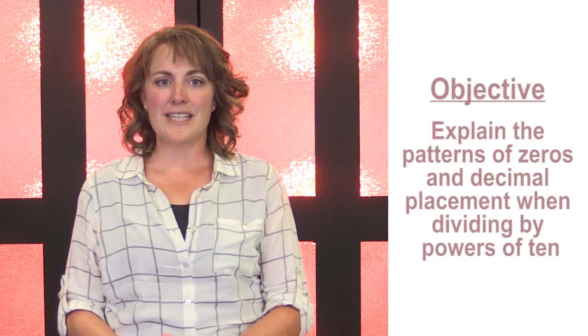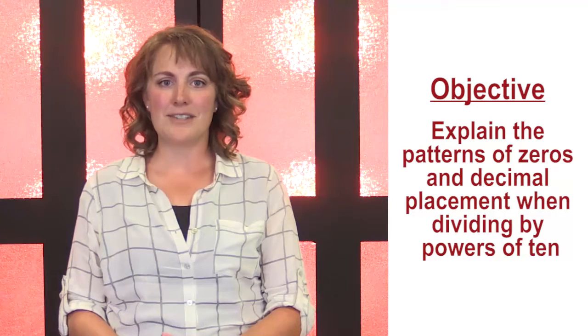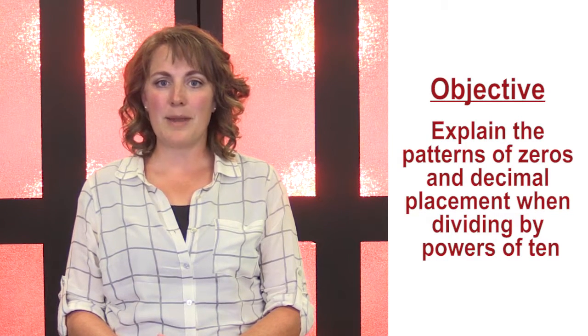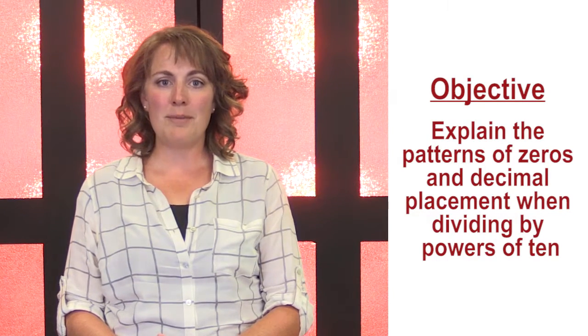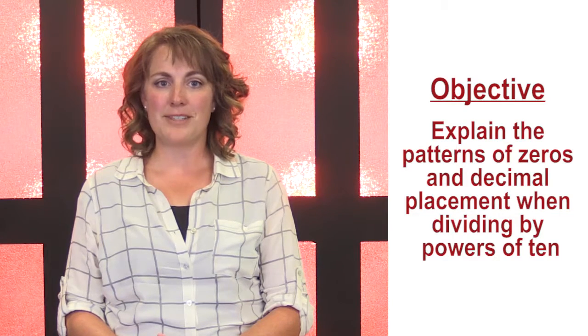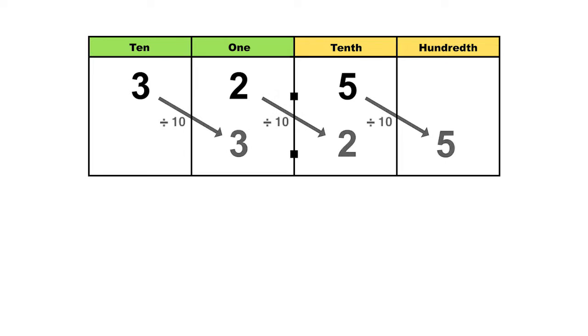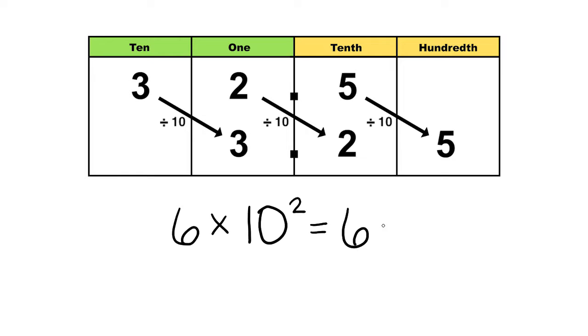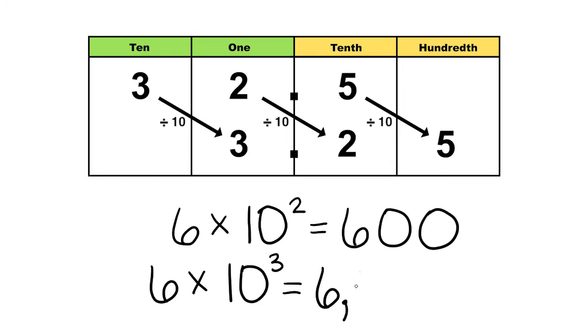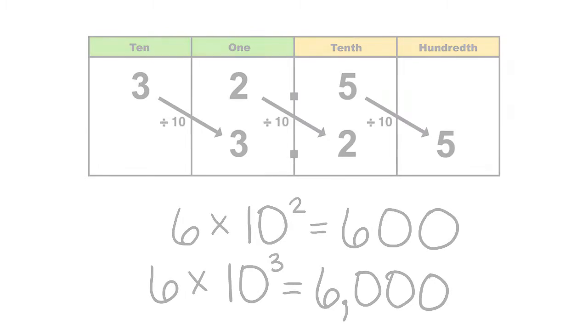The objective of this lesson is to explain the patterns of zeros and decimal placement when dividing by powers of 10. We will be able to use exponents to denote powers of 10. In previous lessons, students learned to divide by 10 and take 1/10 of a number. They also multiplied using powers of 10, and they should be able to write a variety of equations, including those with exponents for multiplication problems. Today, we will be applying that knowledge to division, which is the inverse operation for multiplication.